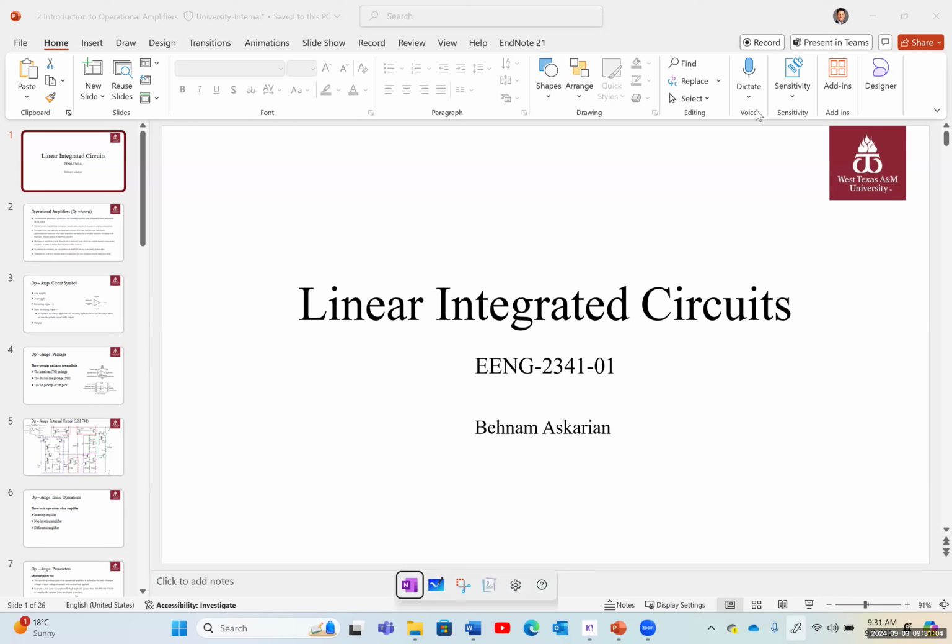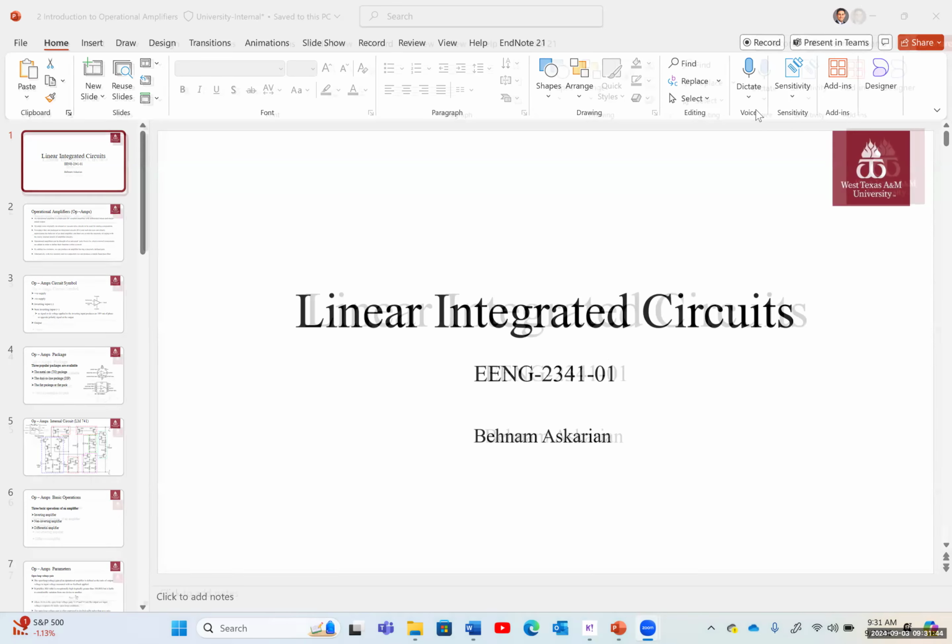In the previous class, we went through the introductions of ICs, integrated circuits, a little bit of a history of integrated circuits, and some applications. Today we're gonna dive into op amps in particular, and a little bit of introduction of op amps, different functions and applications of op amps, and the internal structure of an op amp or operational amplifier.